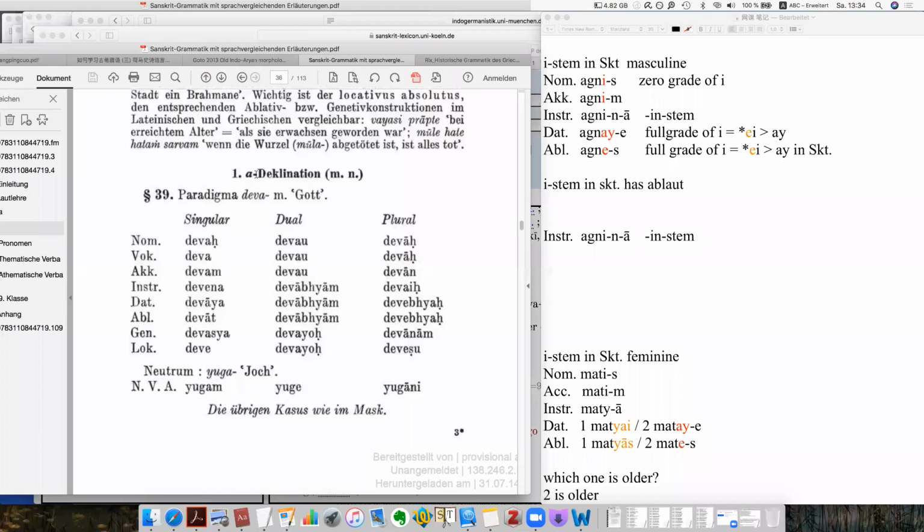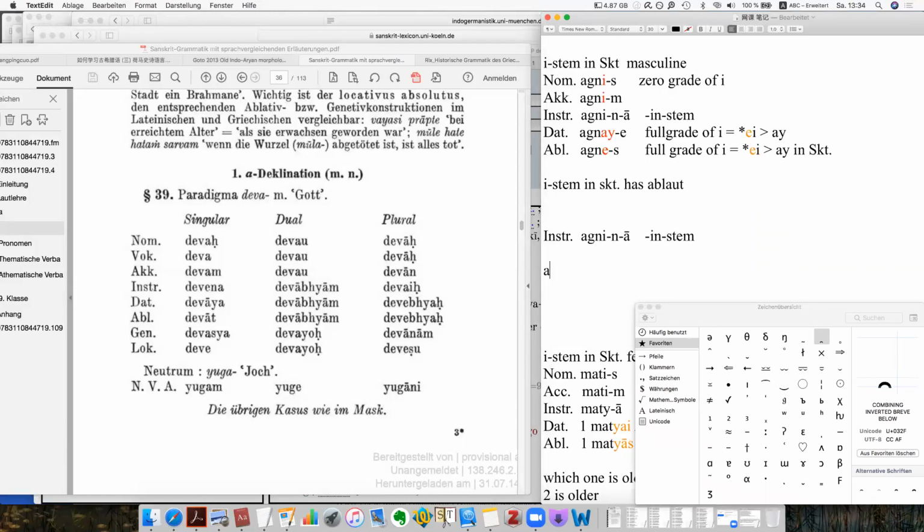Yeah. This is a declension. This is a stem. I think this is the very beginning of your Sanskrit class. Now let's check this form. So a stem, deva, right? So I just take a very familiar example, deva.